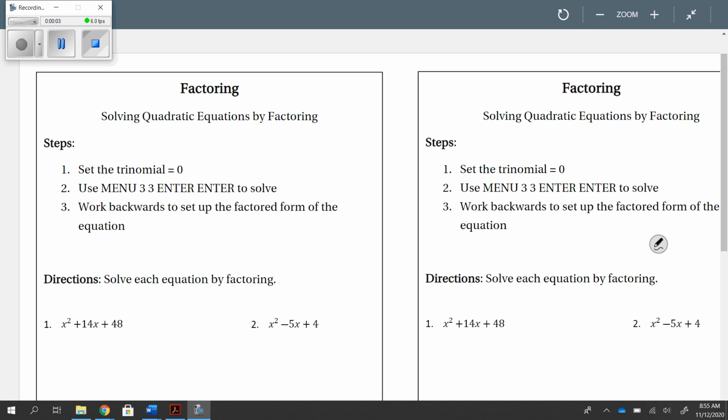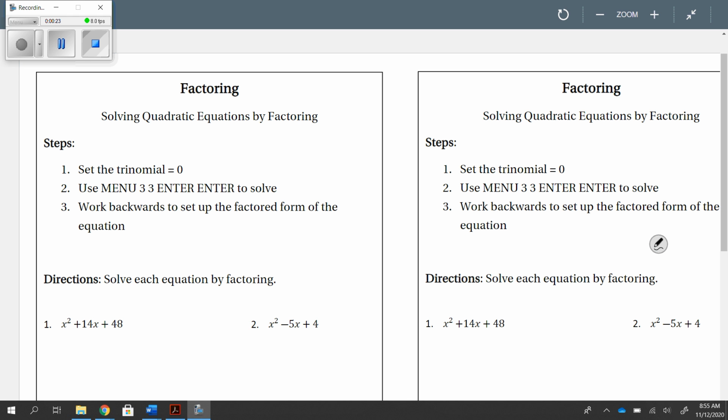Alright, we are doing factoring. We're solving quadratic equations by factoring. So these are the steps, and I'm going to add a little bit more. There's two ways to do it. There's a calculator way, which I know not a lot of y'all at home have calculator access. And there's also the way to do it by hand. I'm going to teach my face-to-face students both as well, so you'll know both as well.